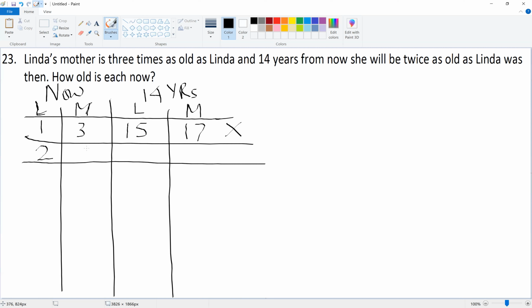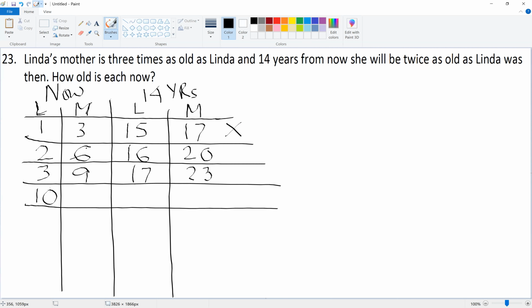Go to the next one. 2 and 6. Let's see. 16 and 20. That doesn't work. Well, okay, so it'll be 17 and then 23. So can we write down all the steps? Let's speed up. Let's go to 10 and see what happens. And we can do it step by step.